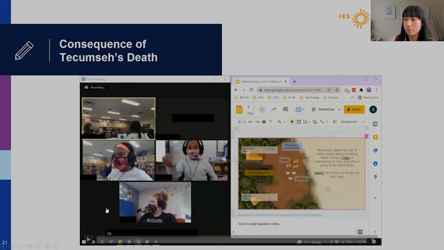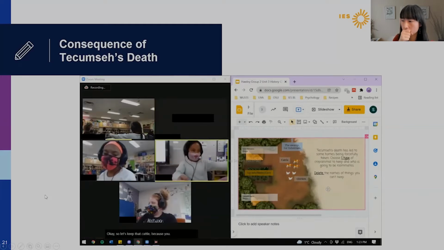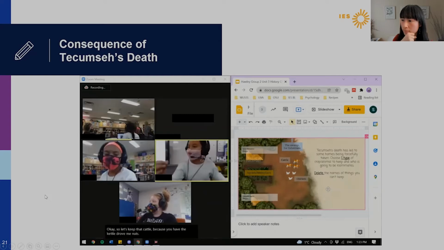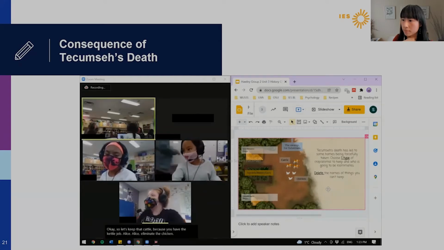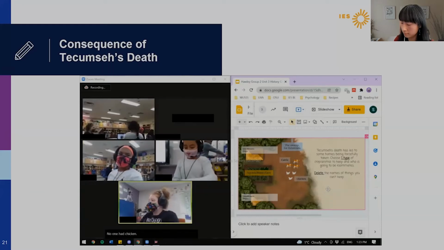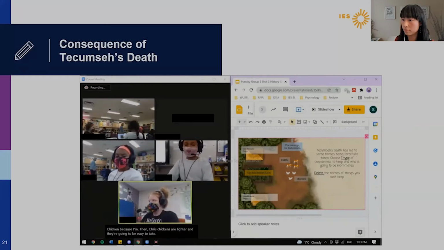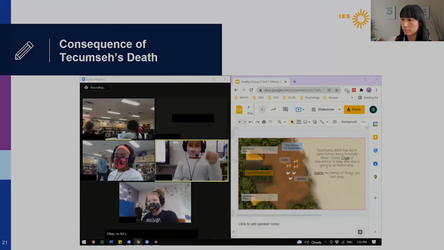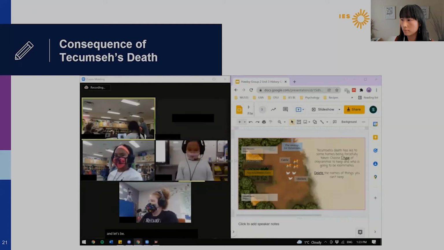And here is a small group discussion of students trying to decide what animals and plants they have to remove. So let's keep the cattle because you have the cattle drop, and let's eliminate the chicken. I think we should keep the chicken. No one had a chicken. But I think we should get the chicken because chickens are lighter and they're going to be easy to take. Okay. So let's destroy the cattle and let's keep the chicken. Yes.